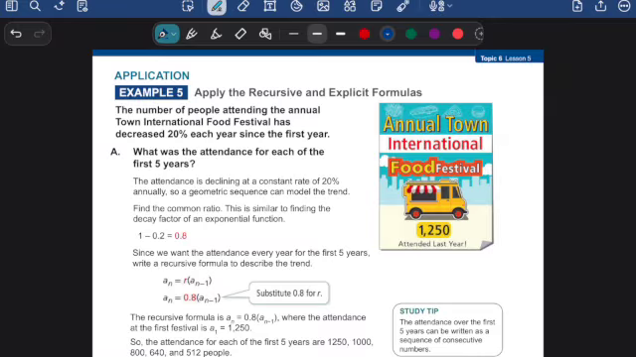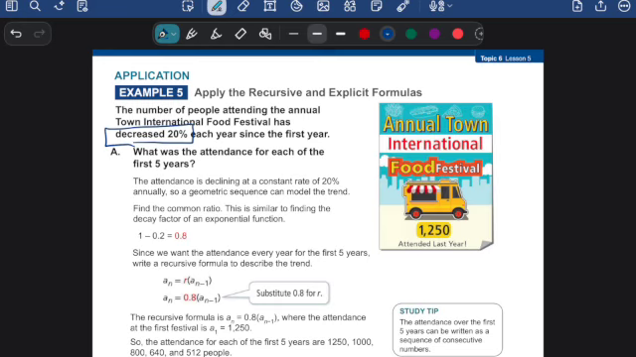We have people attending this International Food Festival, and attendance decreases by 20% each year since the first year. So less and less people are attending this festival. It's decreasing by 20%. So let's think. This sounds similar to exponential decay. I'm decreasing by a percentage. Okay, I'm not decreasing by a constant rate.